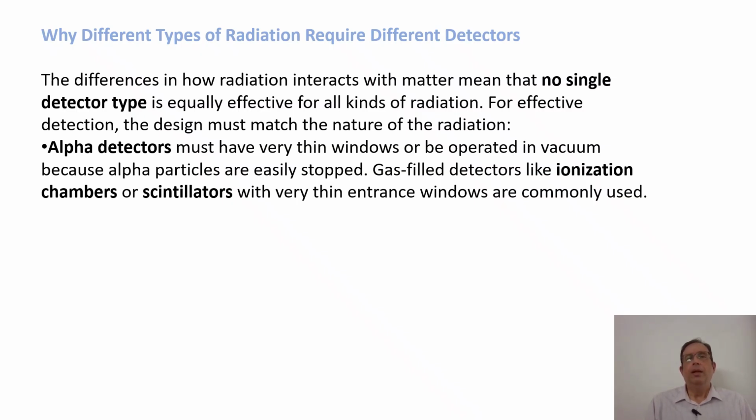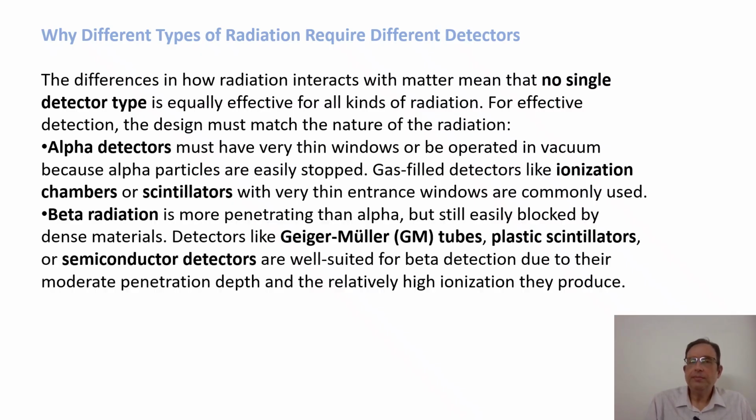So different kinds of detectors are used, like gas filled light detectors like ionization chambers or scintillators with very thin entrance windows are commonly used in this. And the window should be thin, because if the window of these detectors is thick, then again the glass window, whatever material is used for the window, is going to absorb the alpha particles.